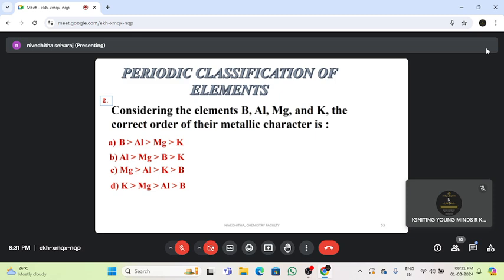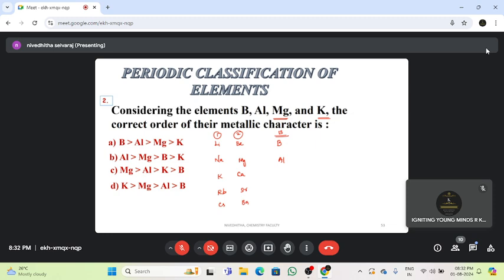So to arrange these elements, we have to know the positions of all these four elements. Boron and aluminium are in the 13th group. Magnesium is in the second group and potassium is in the first group. So what are the first group elements? Lithium, sodium, potassium, rubidium, cesium. And second group elements are beryllium, magnesium, calcium, strontium, barium, radium.